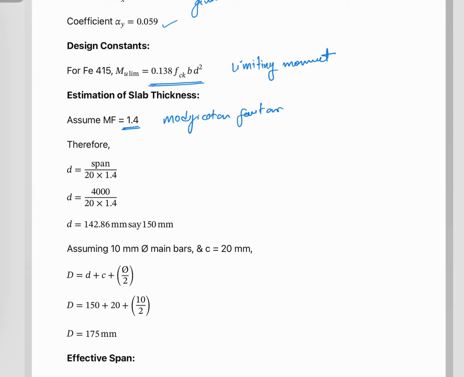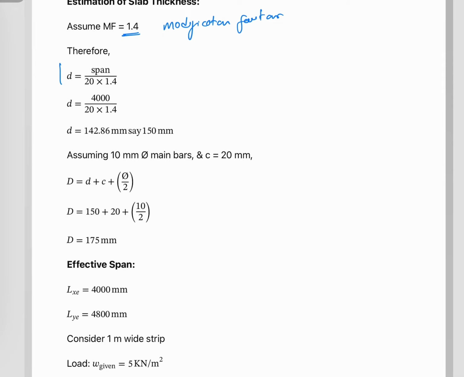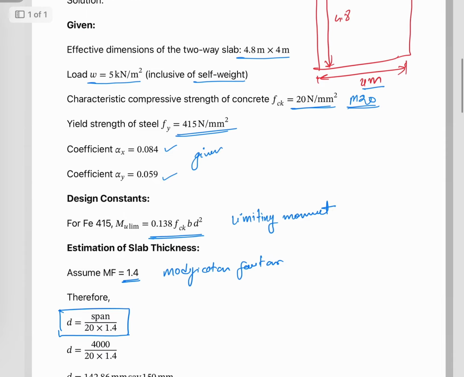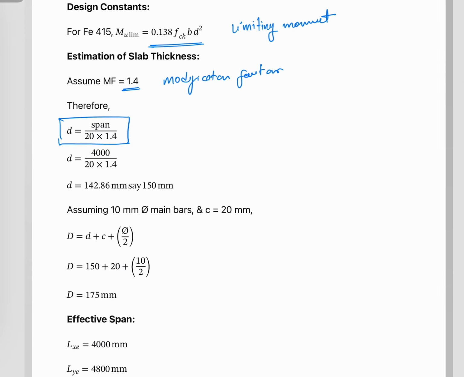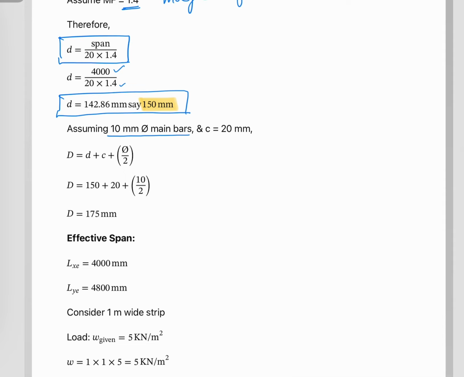First of all, let's calculate the effective slab thickness. The formula is very simple, guys: small d equals the span divided by 20 into the modification factor. The span is 4 meter, which I convert to mm, so 4000 mm, with 1.4 as the assumed modification factor and 20 as it is. I got an effective depth of 142.86 mm, so I am considering it as 155 mm. Understood?